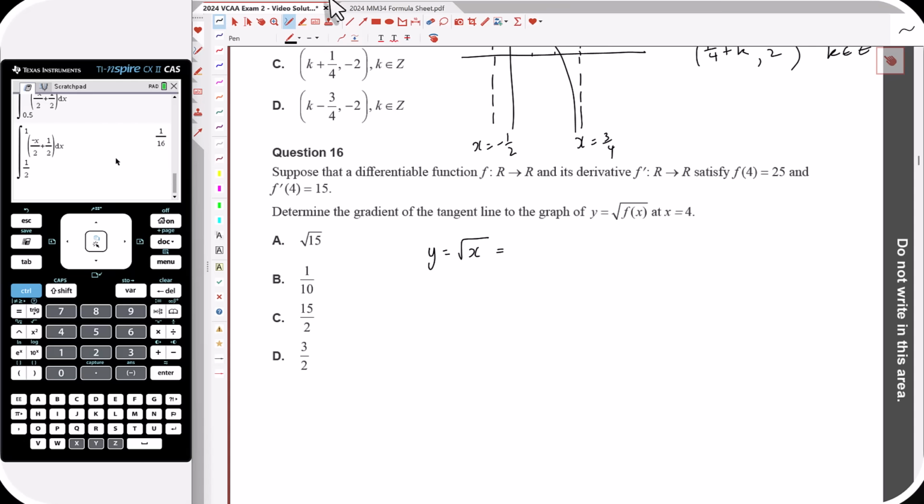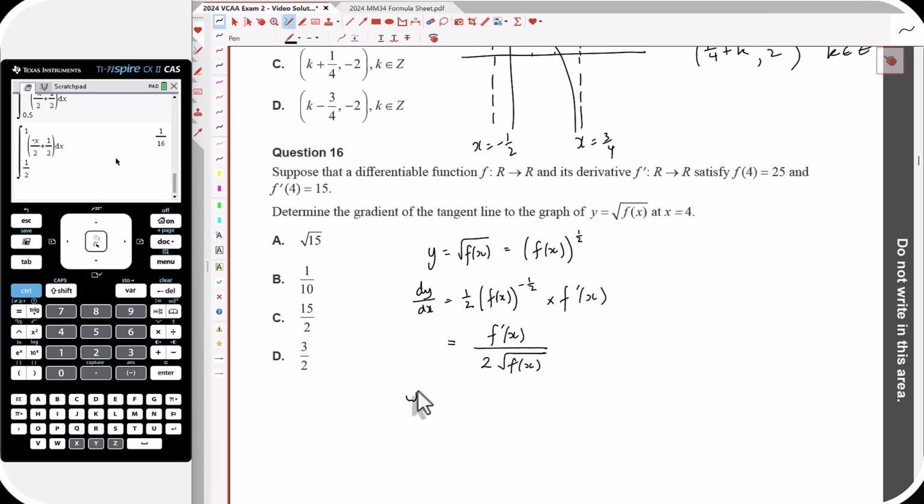Okay, so y equals the square root of f of x. So that is f of x to the power of a half. So dy/dx is half times f of x to the power of -half. So I'm using the chain rule, multiplied by the derivative of the inside, which is f dash x. Okay, so f of x to the power of negative half is 1 on the square root of f of x. So what we've got here is f dash x on 2 times the square root of f of x.